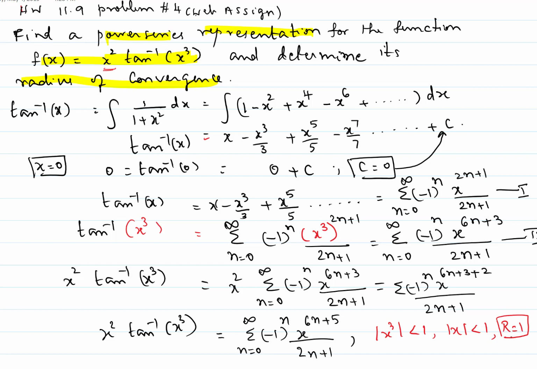So the radius of convergence of this power series is equal to 1, and this is the power series representation of x squared times tan inverse of x cube.